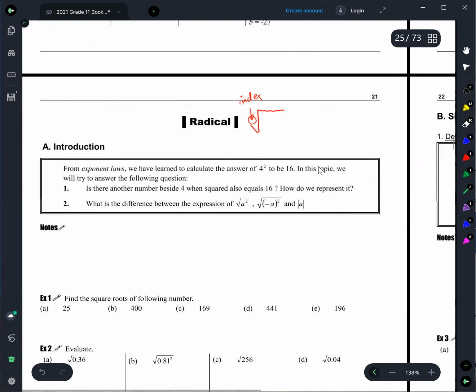So depending on the number you put there, if it's a 2, we call that square root. If it's a 3, cube root. If it's a 4, you just call it fourth root, okay? But then that symbol is called a radical sign, okay?